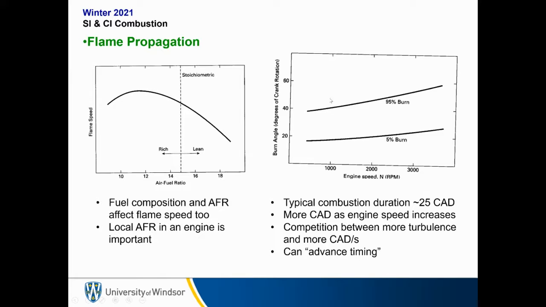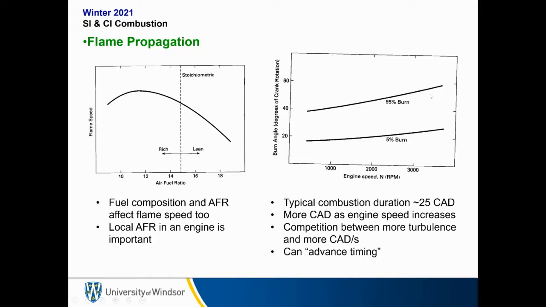If we look at the burn angle, so degrees of crank angle rotation, the most typical combustion duration is about 25 crank angle degrees, going from 5% burn to 95% burn. Now, it generally takes more CAD, crank angle degrees, for combustion as engine speed increases, because we have this competition between more turbulence and more crank angle degrees per second.